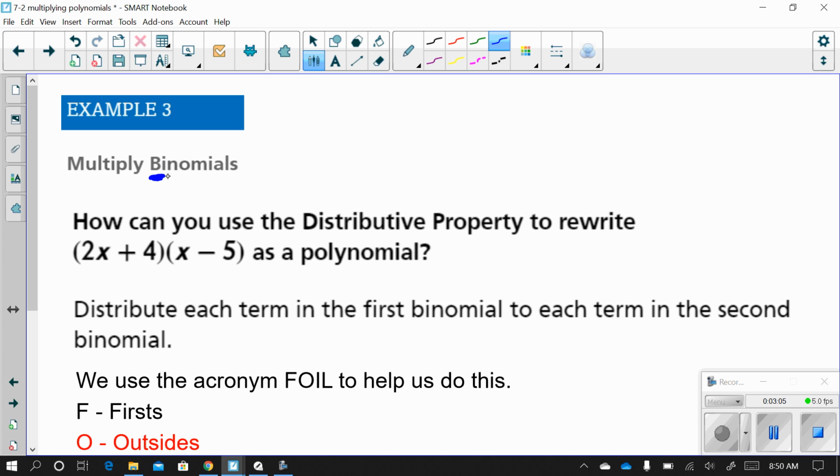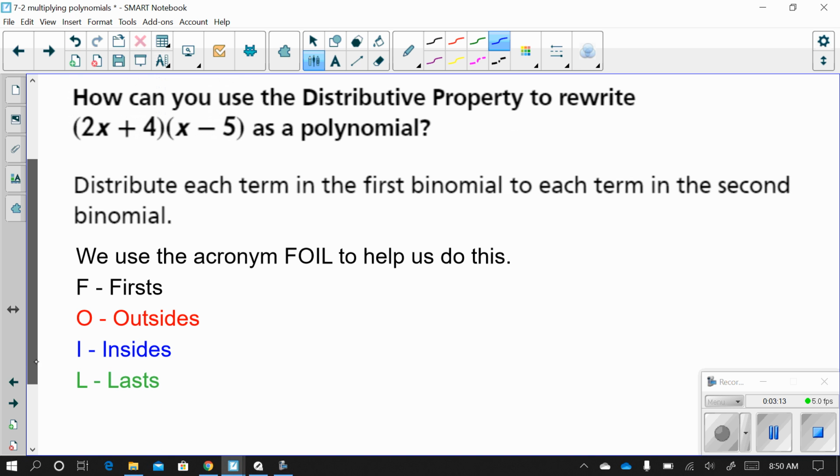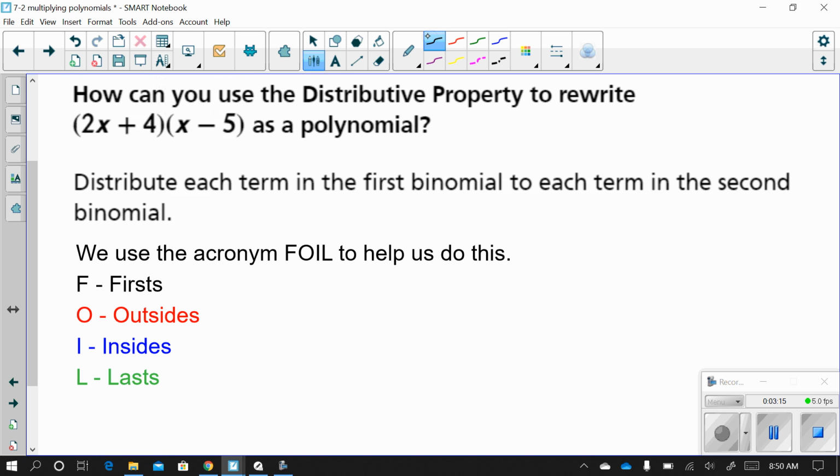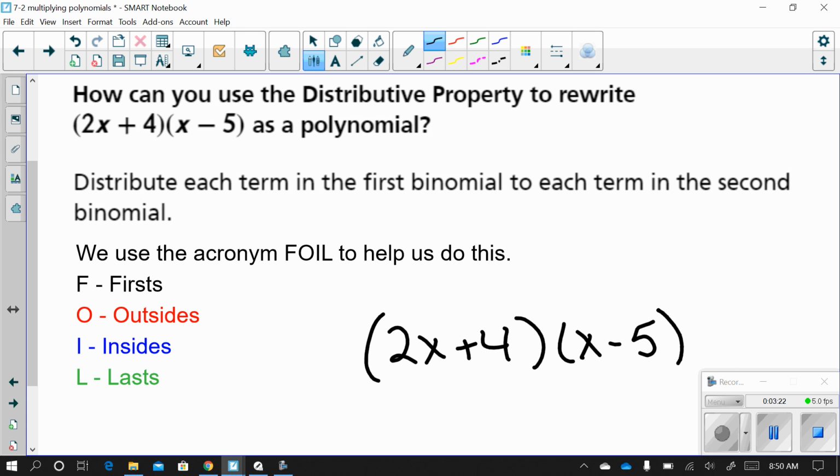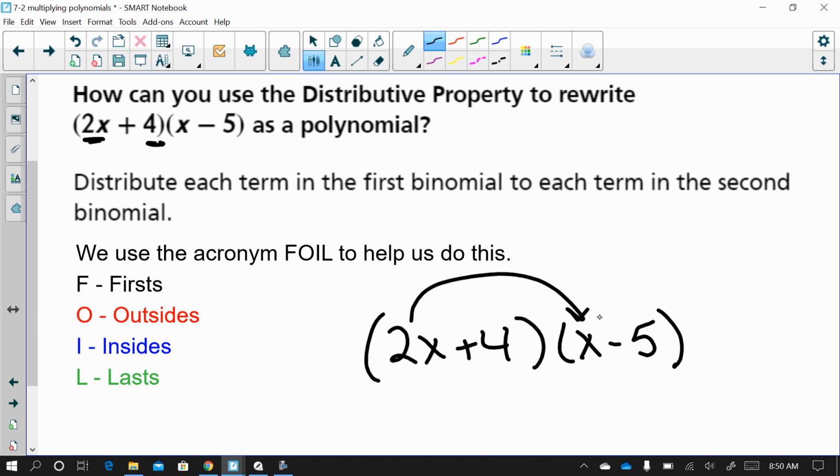So we're still going to use the distributive property. Okay, we're going to do 2x plus 4 times x minus 5 as a polynomial. Okay, we're going to distribute each term. So I'm going to rewrite this down here so we can look at it a little bit better. So all we're doing is distributing 2x to both things, and then we're going to distribute the 4 to both things.